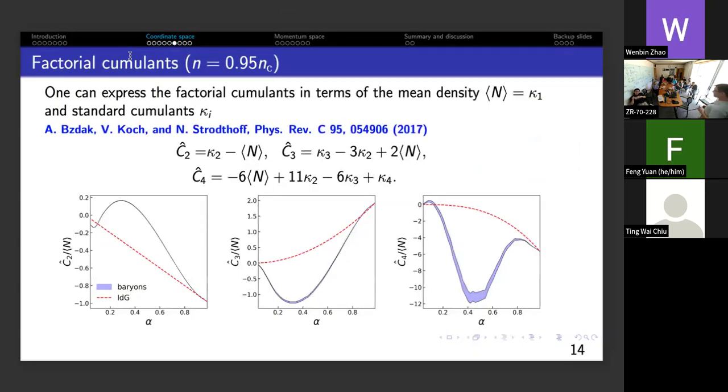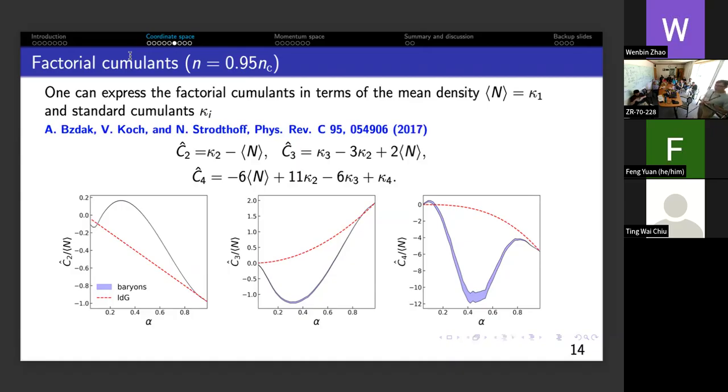Now a few words about another important quantity, factorial cumulants. Factorial cumulants are more sensitive to the n-particle correlation, and here you can see the factorial cumulant for the critical density. Naturally, the signal is large, because the signal is large for standard cumulants, they are connected, so the signal is large for factorial cumulants.